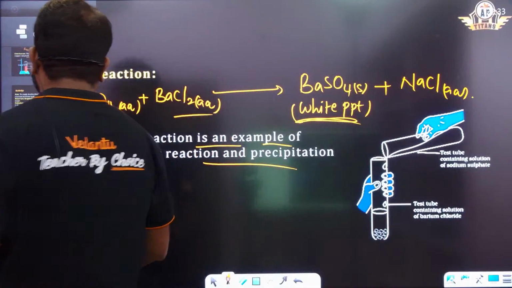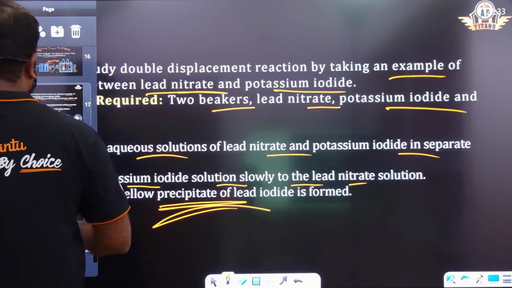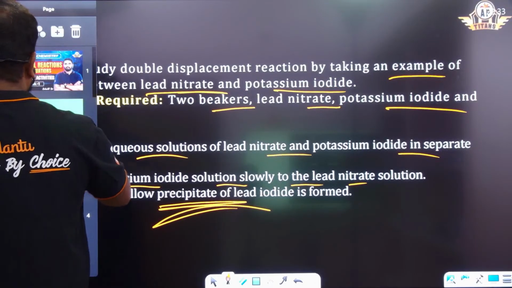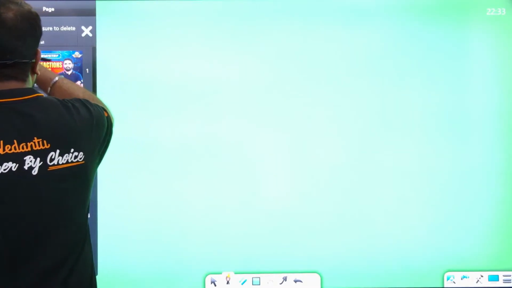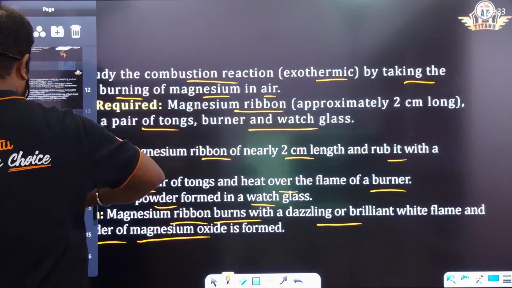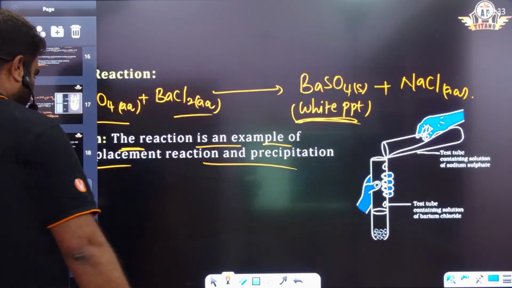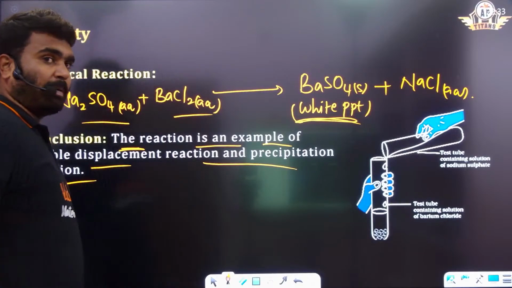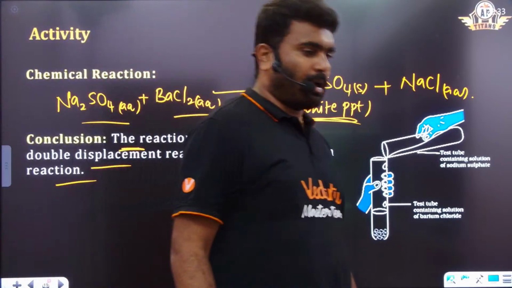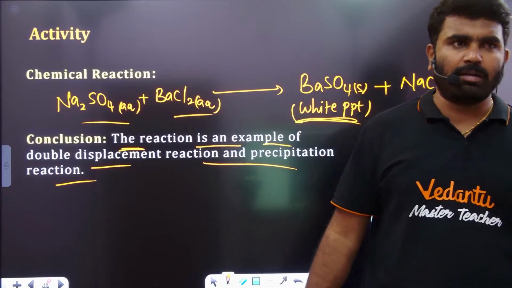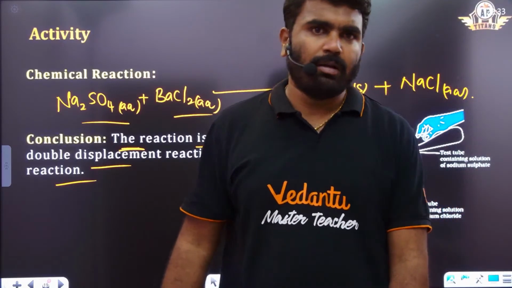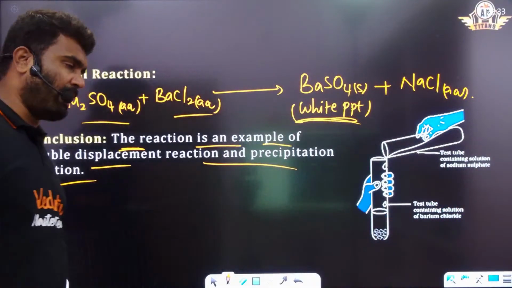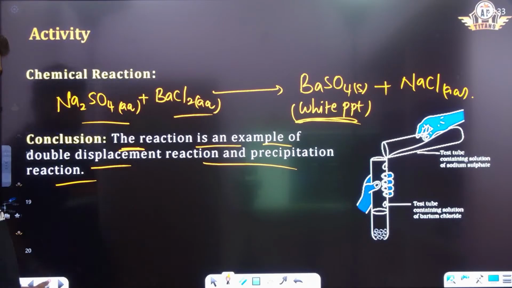The reaction in which a precipitate is formed during a chemical reaction, that solid is nothing but a precipitate, and that reaction is nothing but a precipitation reaction. Is that clear, everyone? So we have seen a few activities.